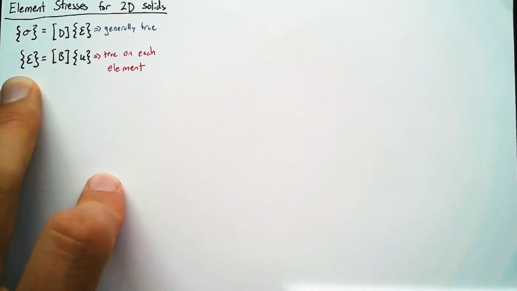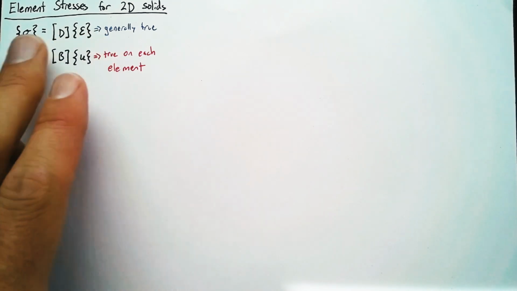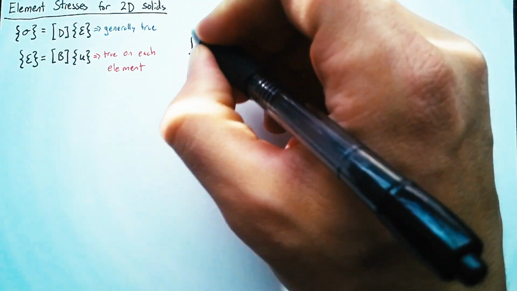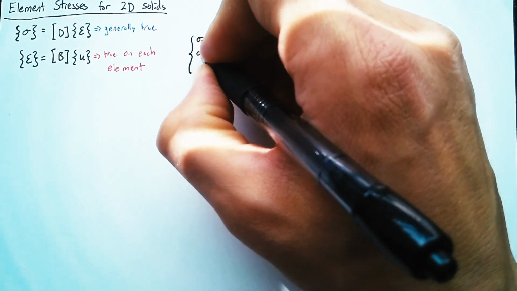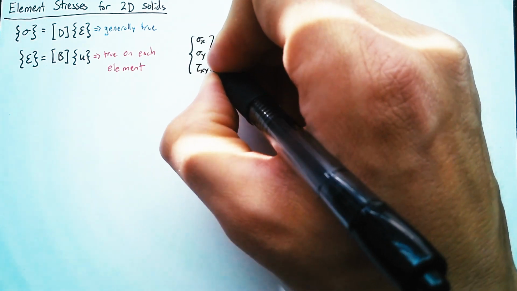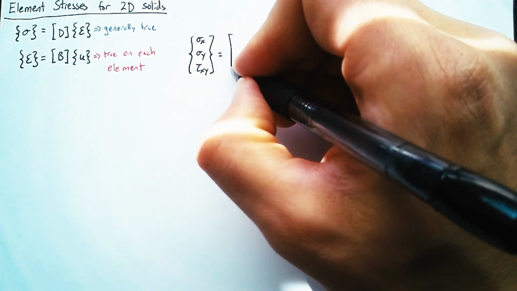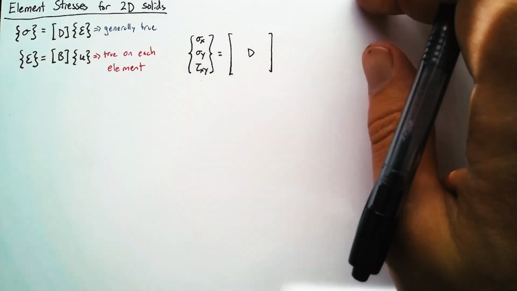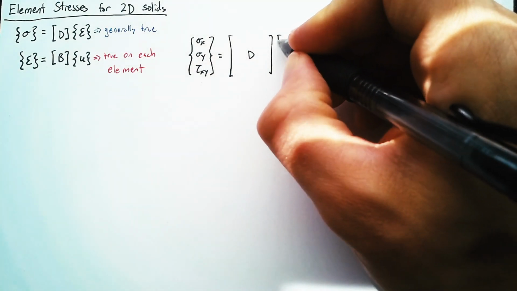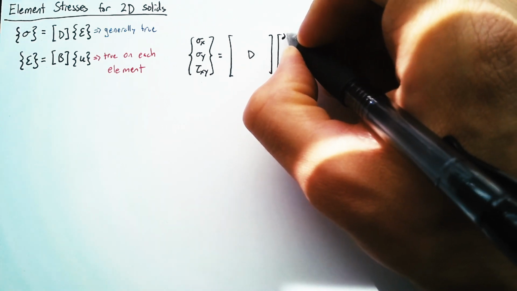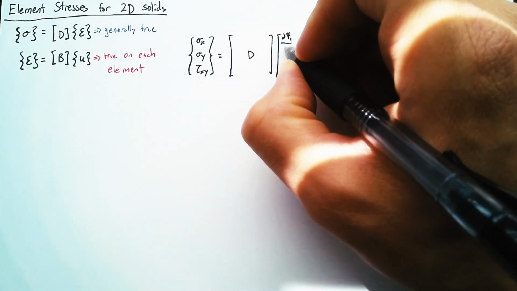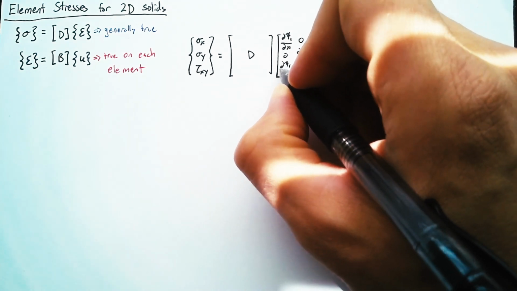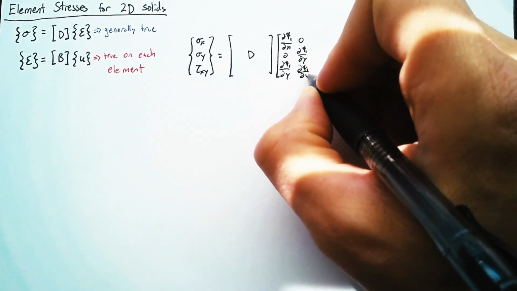So we need to find the strains element by element, and then we can use those strains in order to find the stresses. And just as a reminder, what this looks like is our 3x1 stress vector with our two normal stresses and our shear stress, which is going to be equal to that constitutive matrix, which is different for plane stress or plane strain. And then that is multiplied by this B matrix, which has those derivatives of psi1 with respect to x, of psi1 with respect to y, and then with respect to y again, and then with respect to x again.